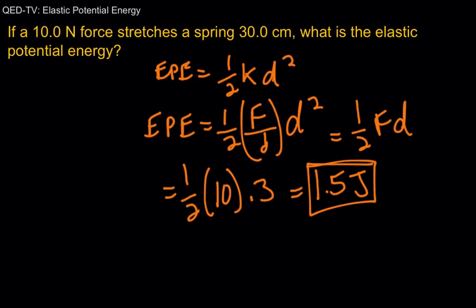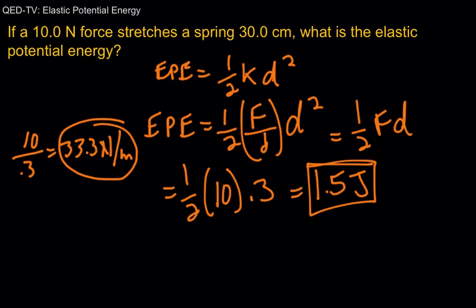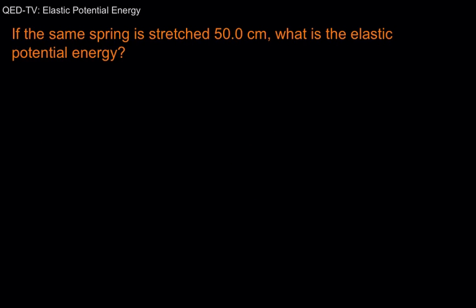So let's go ahead and take this exact same spring. Let's figure out what the K value was. Well, it was force 10 divided by the displacement 0.3, which would equal basically 33.3 newtons per meter. That was my K constant. So I want to use that, because in my next problem I'm going to use the exact same spring. However, we're going to stretch it 50 centimeters.